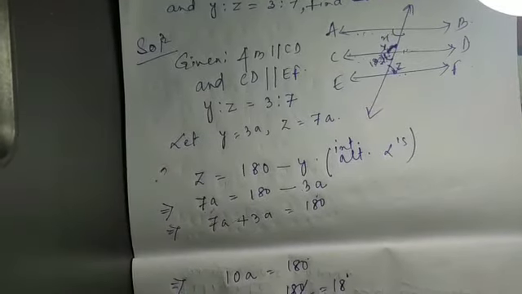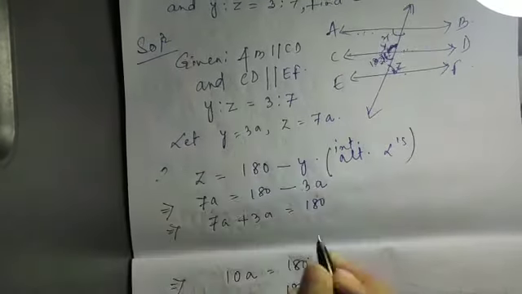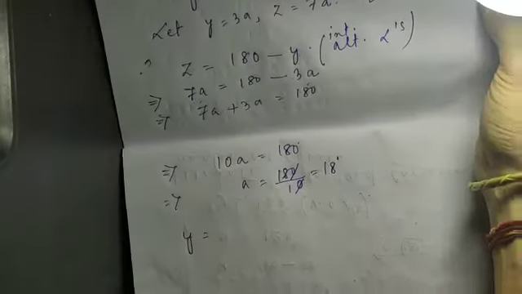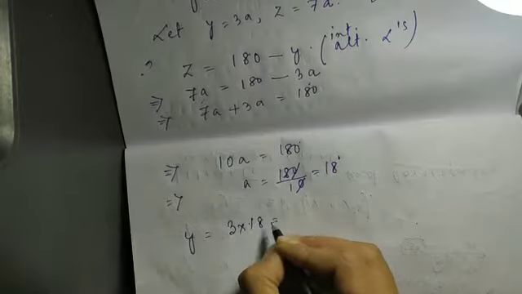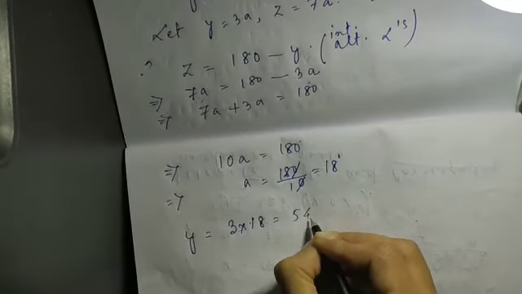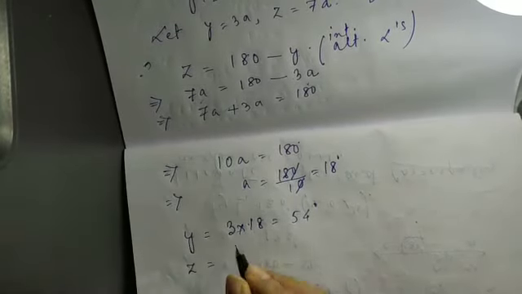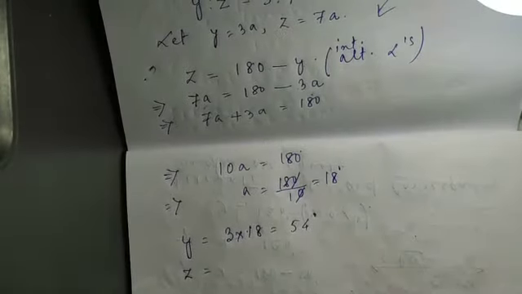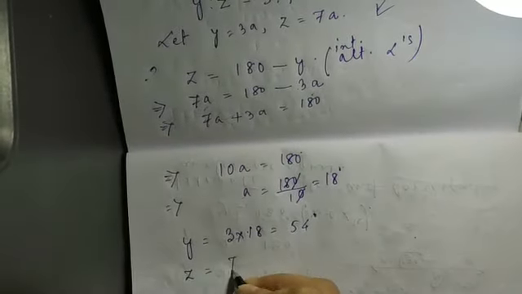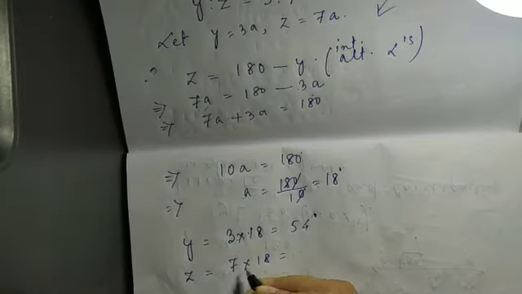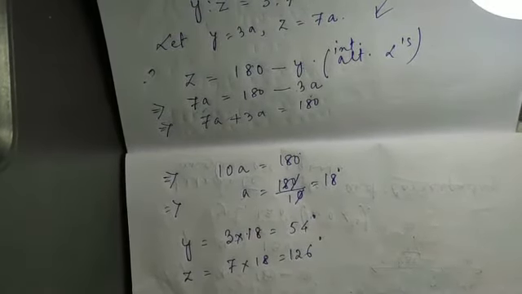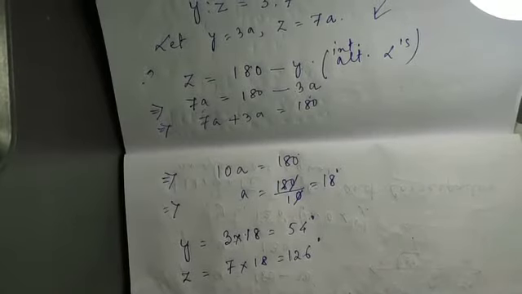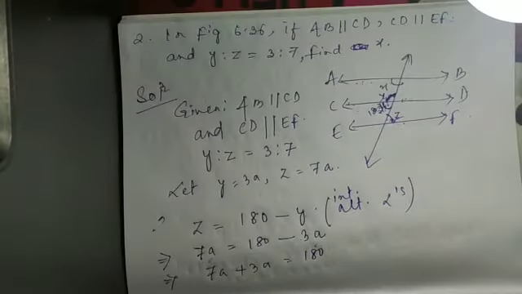Y is equal to 3A. Right? So, Y is equal to 3A. A is 18 degrees. So, 3 times 18 is 54 degrees. In the same way, Z is equal to 7A. Right? So, 7 into 18: 7 eights are 56, carry 5, 7 ones are 7, plus 5, 126 degrees. Done?